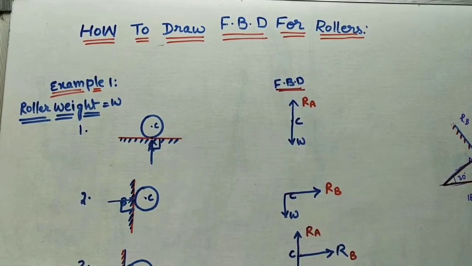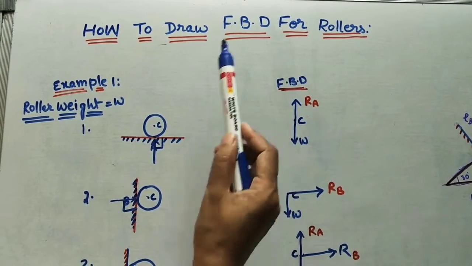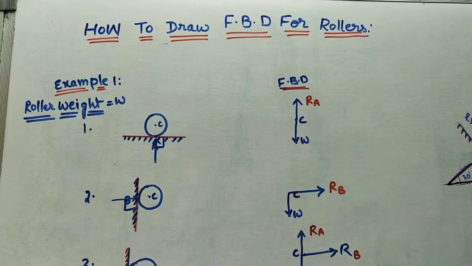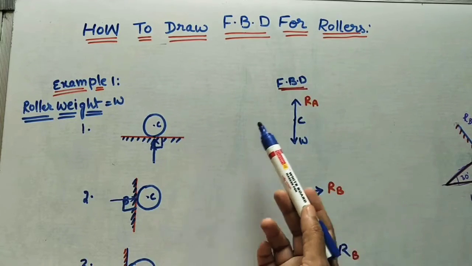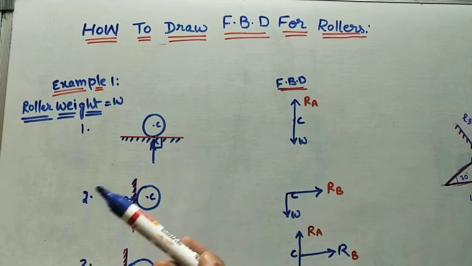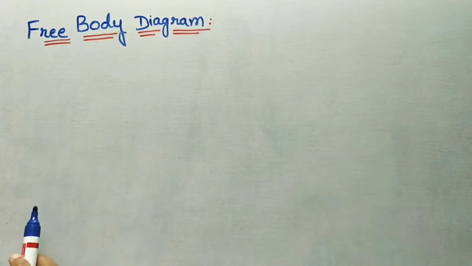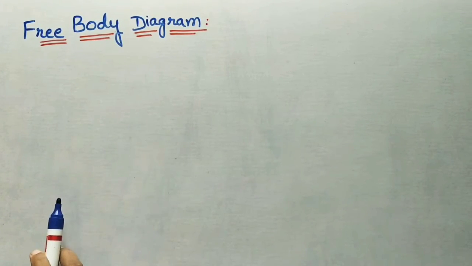In today's class, we will see what is FBD diagram, free body diagram, and how to draw the free body diagram for the given rollers, or for given objects. Here we are taking roller as the given object. Let us take the free body diagram. What is the meaning of this free body diagram?